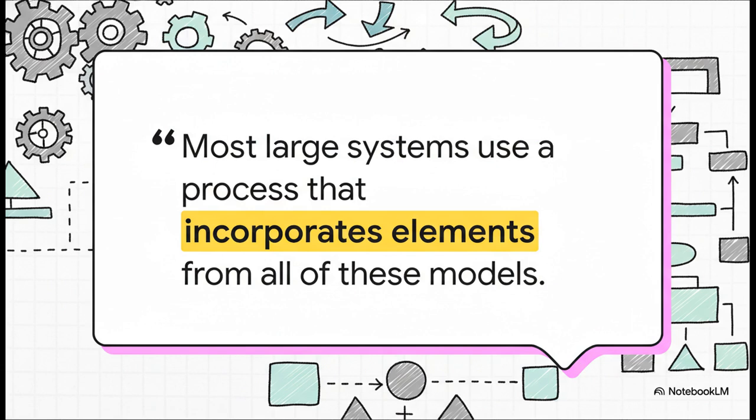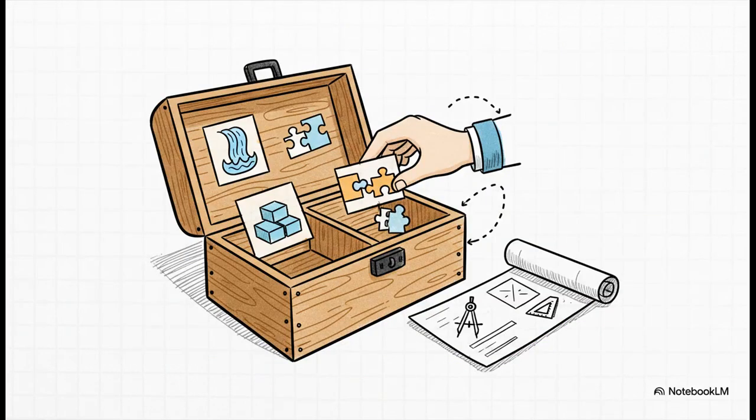Real-world systems almost always use a hybrid approach, cherry-picking the best ideas from all of these different models. And that is the most important thing to take away from all of this. You need to think of these process models not as rigid rules, but as tools in a toolbox. There is no single best one. The right process depends completely on the project, the team, the customer, the problem you're trying to solve.